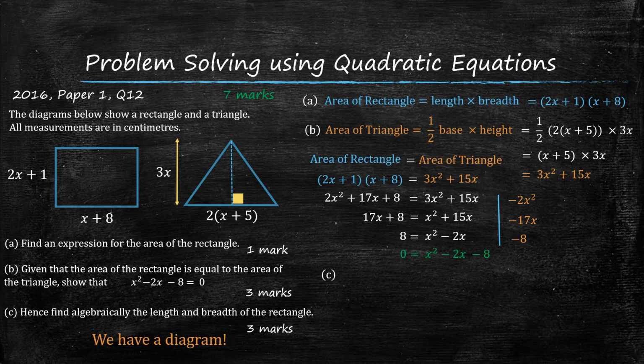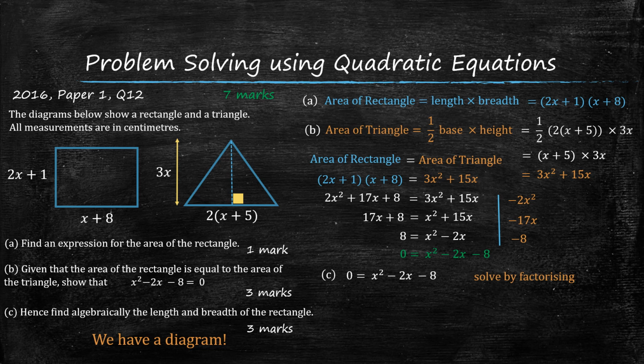Now the word hence tells us what you did in part B, use that to work out part C. So we're really being asked to solve this quadratic equation, find the values of x which satisfy this quadratic equation. Now, as we've not been asked to find the length and breadth or x to a number of decimal places or significant figures, we don't need to use the quadratic formula. We should be able to solve this quadratic equation by factorising it.